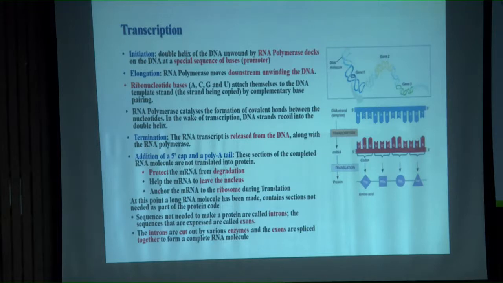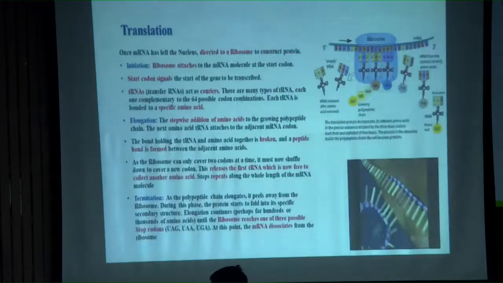By this process a long RNA is formed, quite a big length of RNA. Within that RNA there are several non-expressed portions known as introns, and the expressed portions are known as exons. During the process, enzymes chop out the introns, and the exons are held together and form the mature mRNA. Now the next stage is translation.